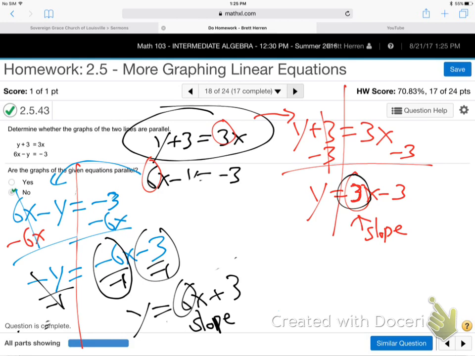The slope for that one is 6. The slope for the other one is 3. So are the slopes equal? No, they're not parallel, because they do not have equal slopes. That's all they wanted me to do, was find the two slopes, and if they're equal, parallel. If they're not equal, they're not parallel. Just like that. Is that okay?